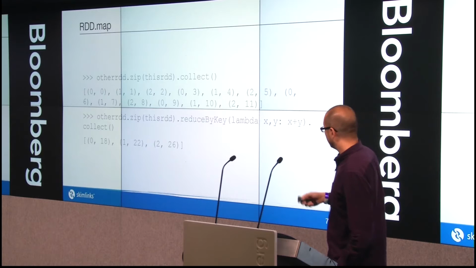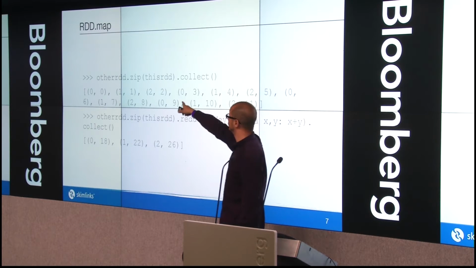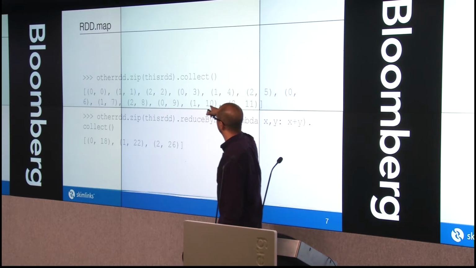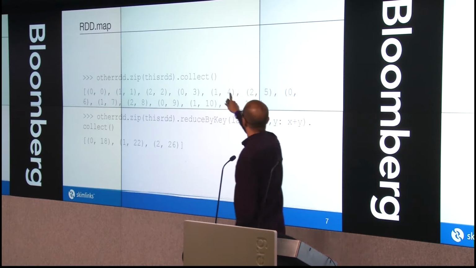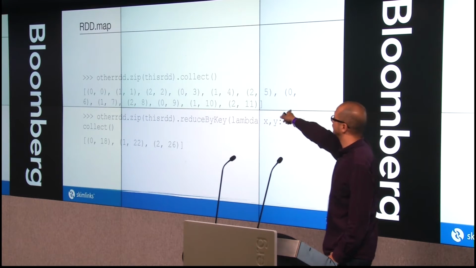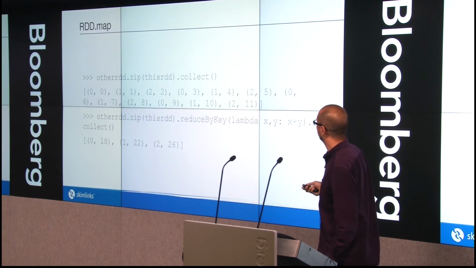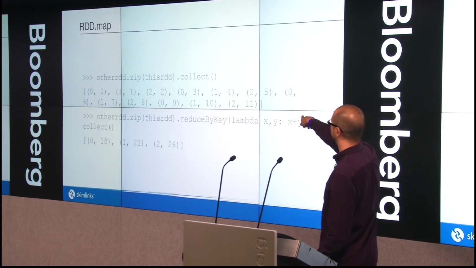So now I'm zipping these two lists together. This is similar to the Python zip built-in. The first elements are 0, 1, 2, 0, 1, 2, 0, 1, 2, and then the other elements are 0 to 11. So I've just paired up those two lists, and now I collect them onto the master node so you can see them.